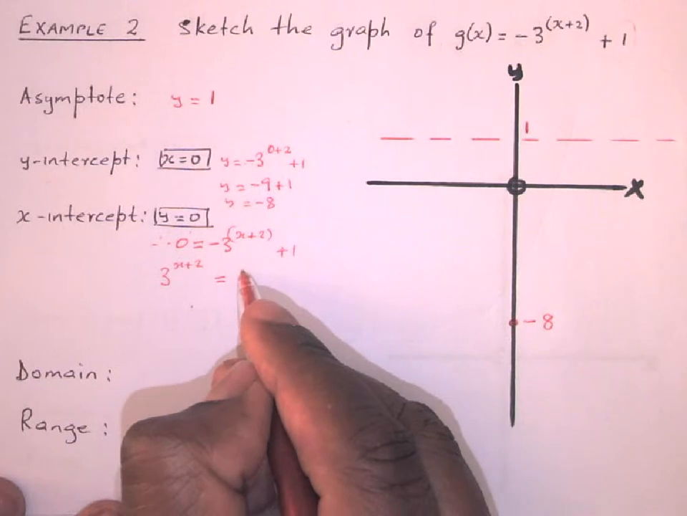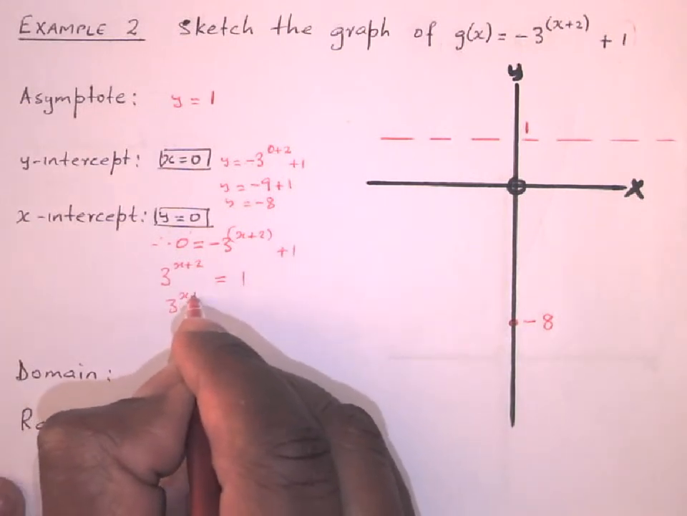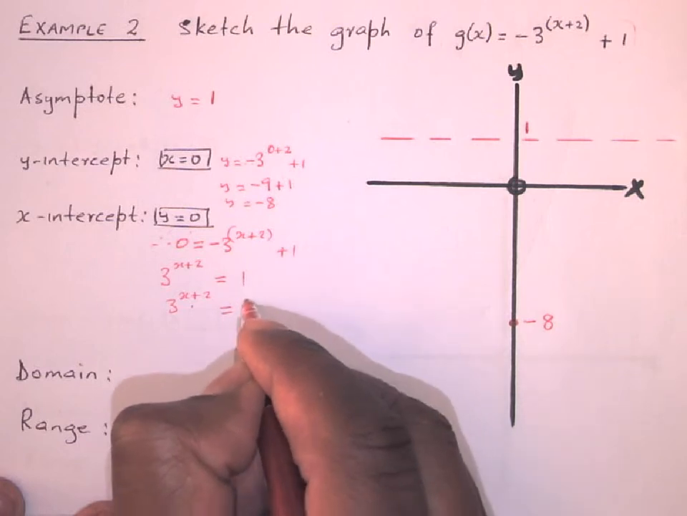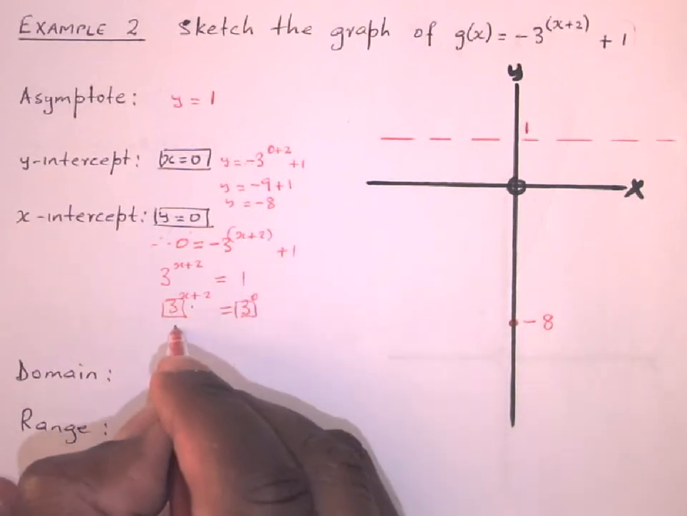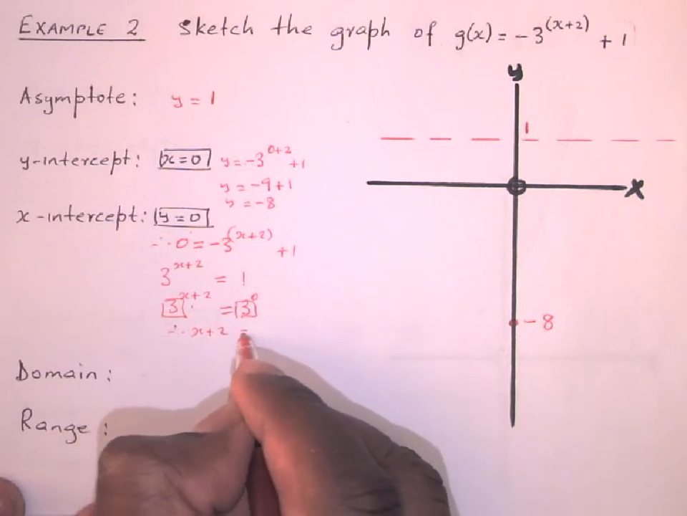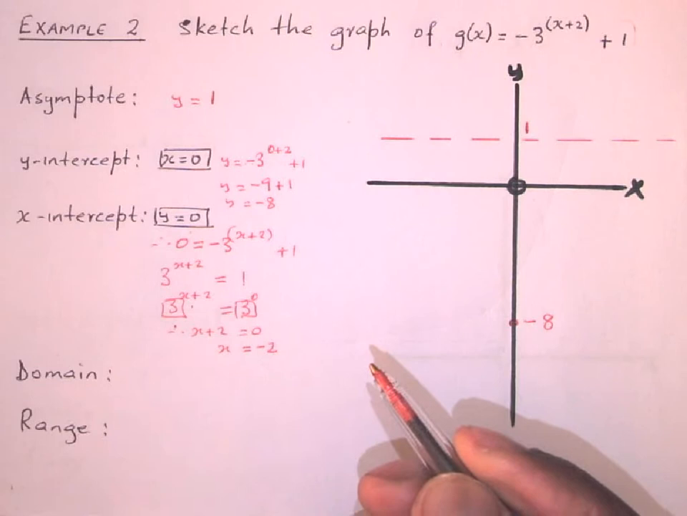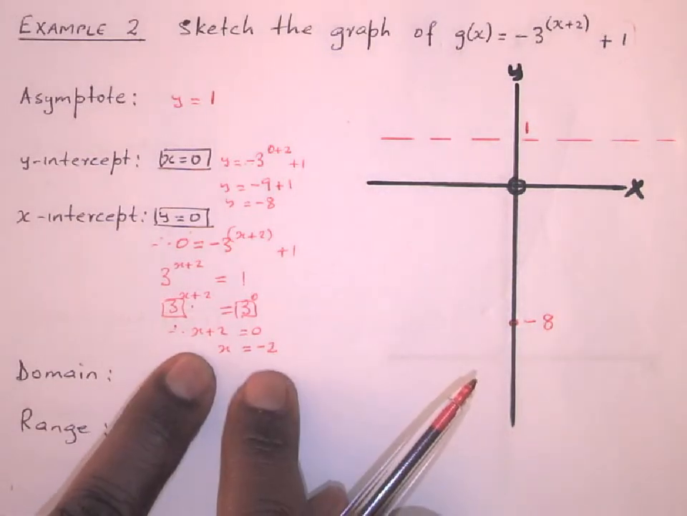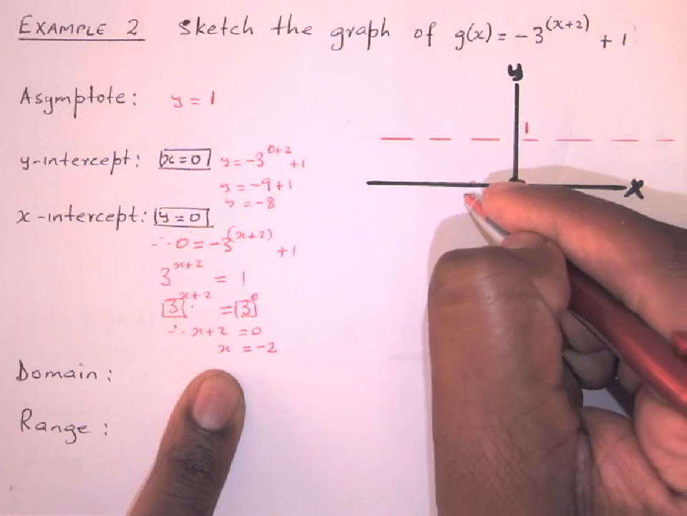Now, I can change the 1 to the same base as this. So 3 exponent x plus 2 equals 1, and 1 is the same as 3 exponent 0. Now the bases are the same. Therefore, x plus 2 is the same as 0. So x is negative 2, which means that our graph cuts the x-axis at negative 2. Let's put negative 2 over there.